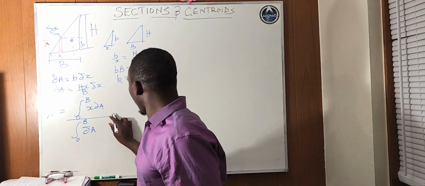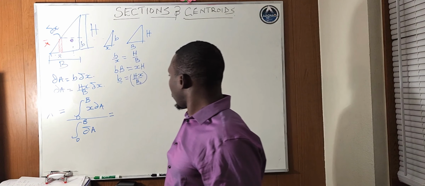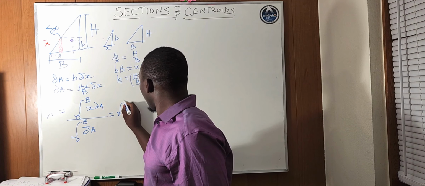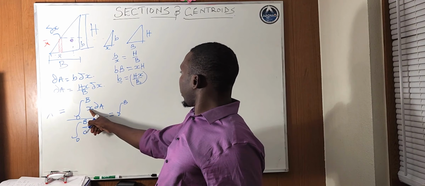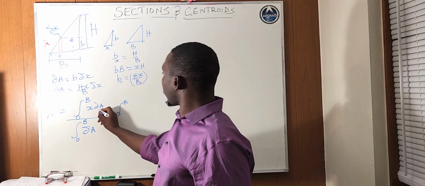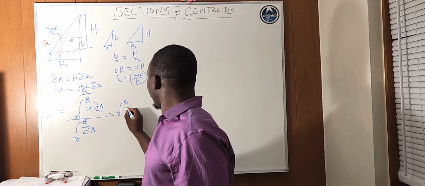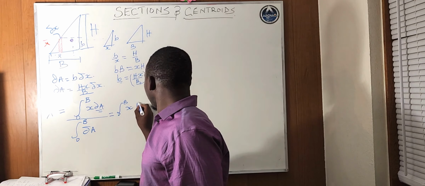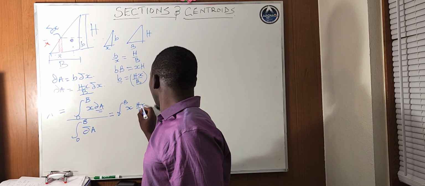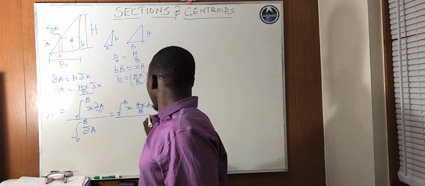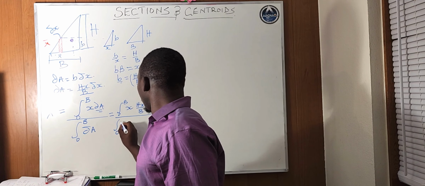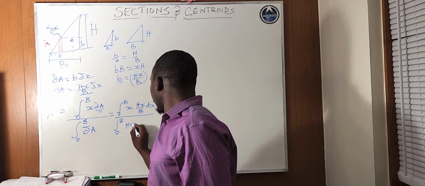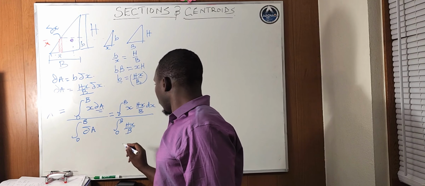So this is equivalent to the integral from zero to B of x times delta area. Delta area is this one, so it will be x times h x over B dx, everything divided by the integral from zero to B of delta area, which is h x over B dx.